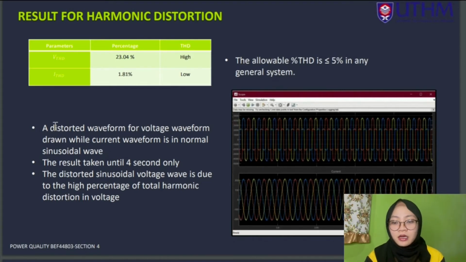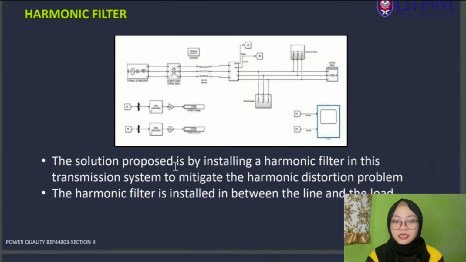From the waveform, you can see a distorted voltage waveform. The voltage waveform is distorted because the THD percentage is so high. The distorted sinusoidal voltage wave is due to the high percentage. So it is correct.